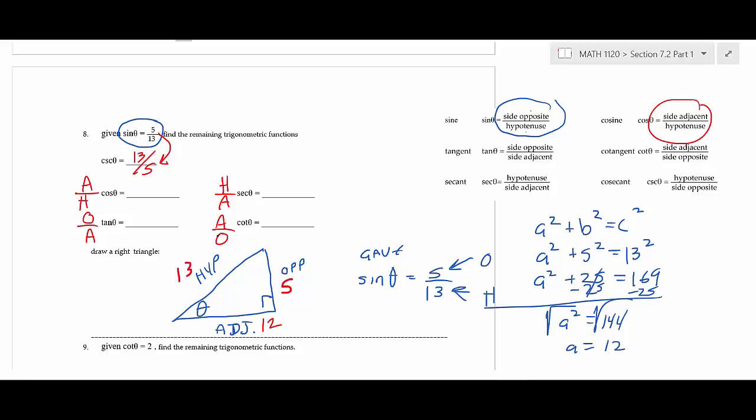Then on problem number 9, we'll go over that together. That has one other little issue that I want to look at.